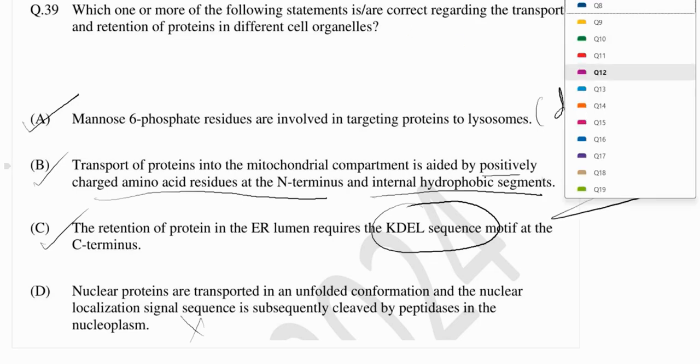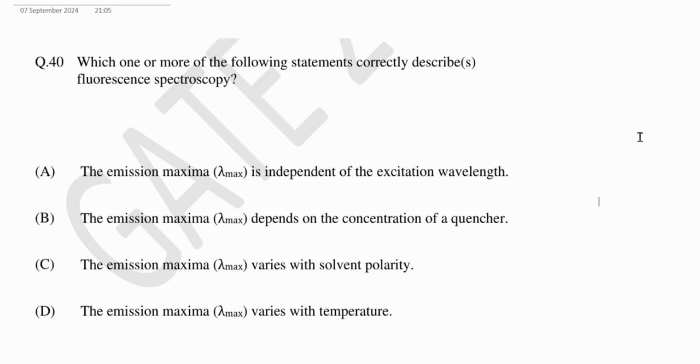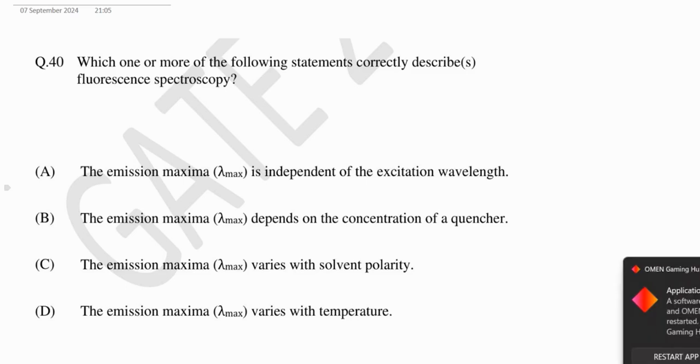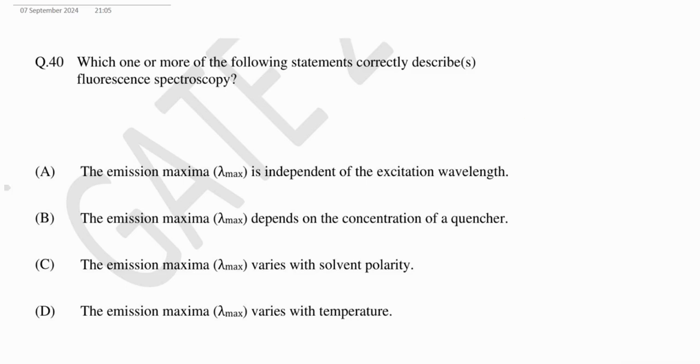All right. Moving to the next question. Which one of the following statements correctly describes fluorescence spectroscopy? When you read about fluorescence spectroscopy, it is not like the normal spectroscopy, which depends on the excitation wavelength. Instead, the correct option is that the emission maxima is independent of the excitation wavelength. This is something that most people make a lot of mistakes with. So this is a correct statement.